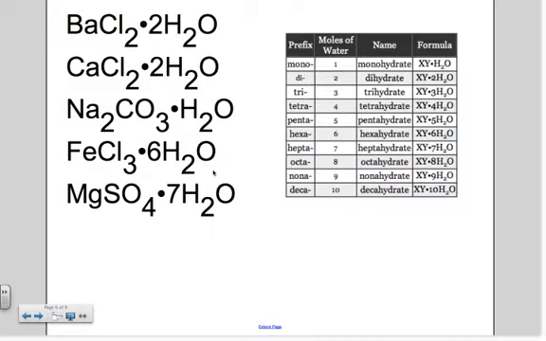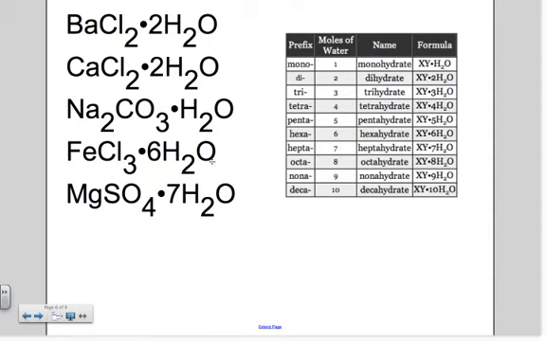Here's a list of different types of hydrates, and they have their own set of nomenclature for naming them. For example, this is called barium chloride dihydrate, calcium chloride dihydrate. These are desiccants. Sodium carbonate monohydrate, iron 3 chloride hexahydrate, and magnesium sulfate heptahydrate. These are Epsom salts, by the way.